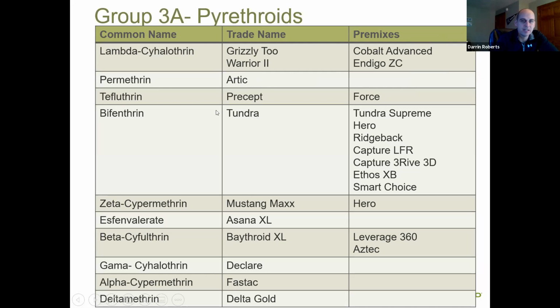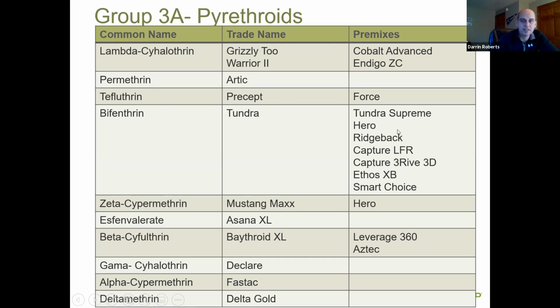Some of these other ones, Arctic. Bifenthrin is probably the most widely used and very effective mode of action that falls under pyrethroids. Some of them have it in the premix, or Tundra Supreme, but like I said before, that also has chlorpyrifos, so this one we won't be able to use moving forward. Hero would be a good option. That's from FMC, which has the zeta cypermethrin as well as bifenthrin.